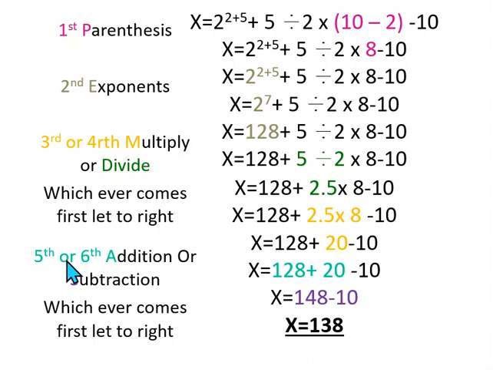And fifth or sixth, again, remember left to right, we have addition or subtraction. In this case, we first find the 128 plus 20, which gives us 148. And then moving on to subtraction, which is 148 minus 10. Our final answer here would be x equals 138.